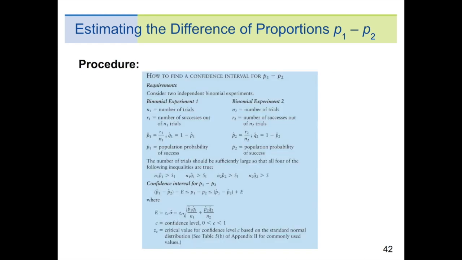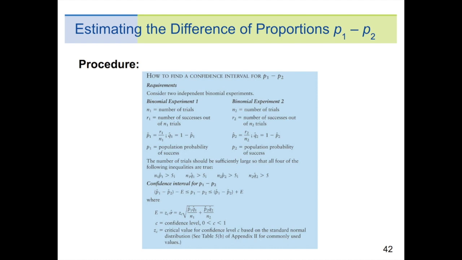So we have two binomial experiments. Our n's are the number of trials, our r's are the number of successes. Our p hats are r over n's. Our q hats are 1 minus p hats, and the p's are the population probability of success.